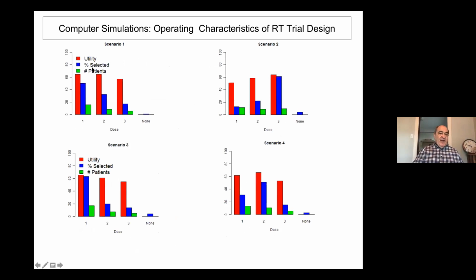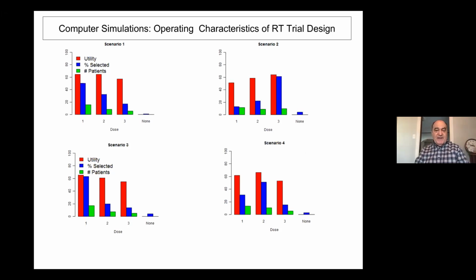In the first scenario, what I'm giving you is a plot of the utility, the percent selected patients, and the number of patients. And you see doses 1 and 2 really have the same max utility. Most of the patients are treated there, and most of the selections are there. Here, the third dose, the highest dose, has the highest utility, and it's selected most of the time, and so on.